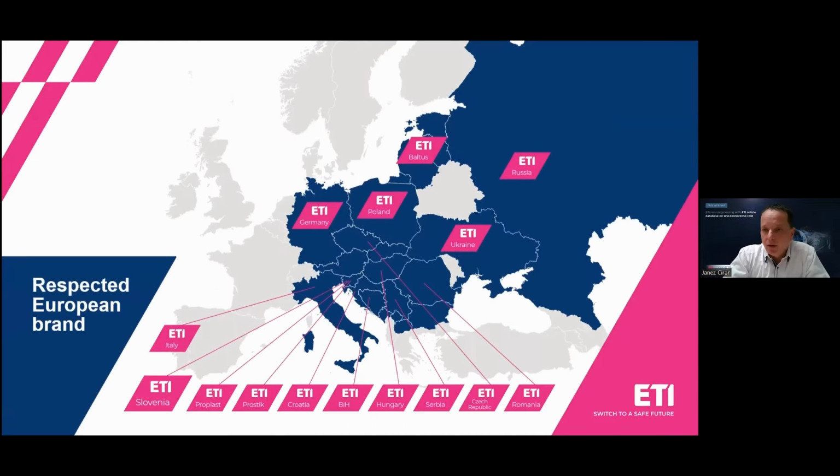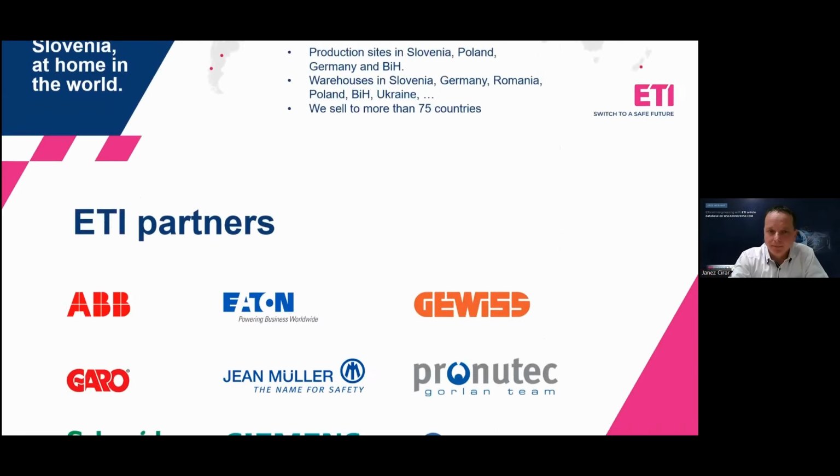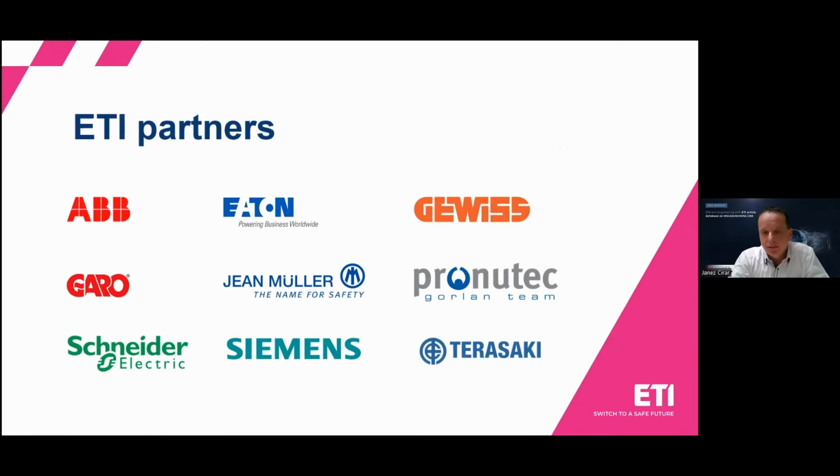ETI has a lot of subsidiaries. You see in East Europe, ETI Baltics, Ukraine, Poland, Germany, Czech Republic, Serbia, and in some of the subsidiaries, we also have production, like in ETI Poland and ETI Sarajevo. You can find us all over the world. Our products are all over the world. ETI partners are ABB, Siemens, Eaton, Gewiss, Garo, and also Schneider.